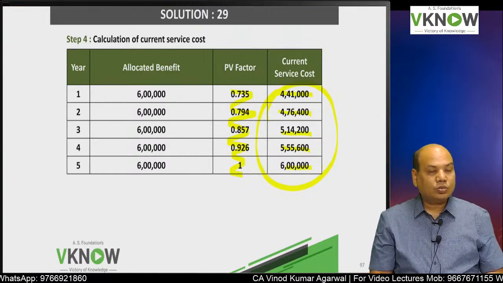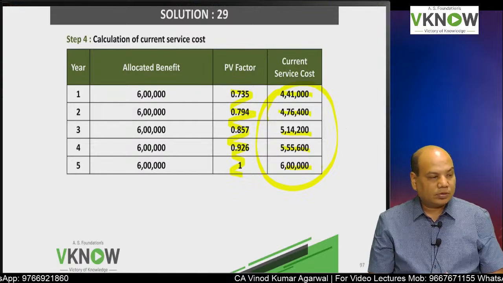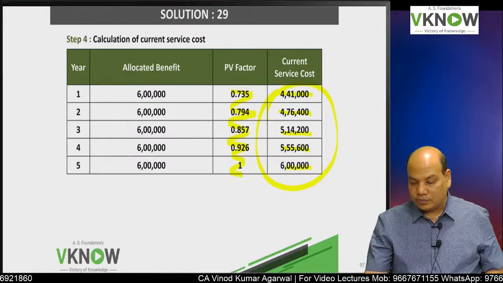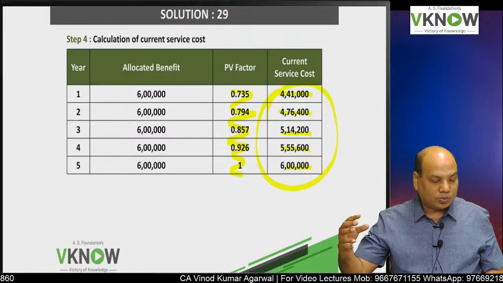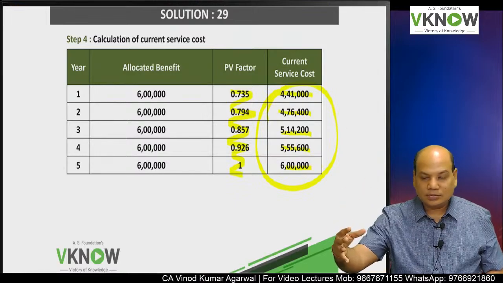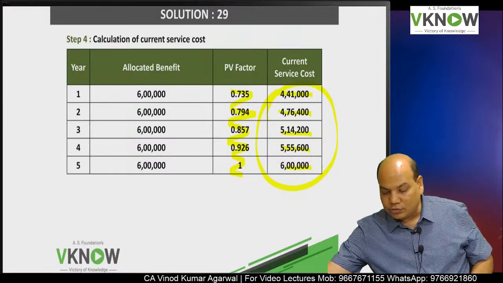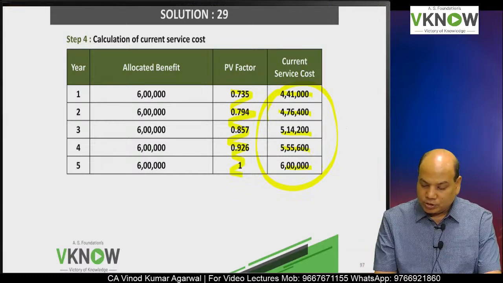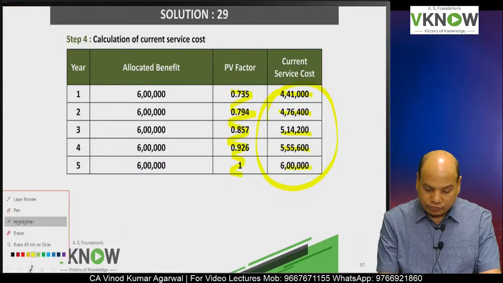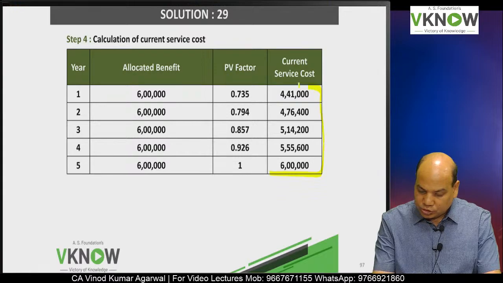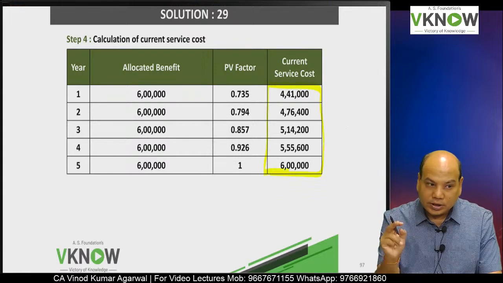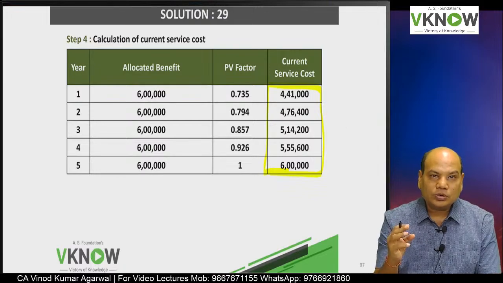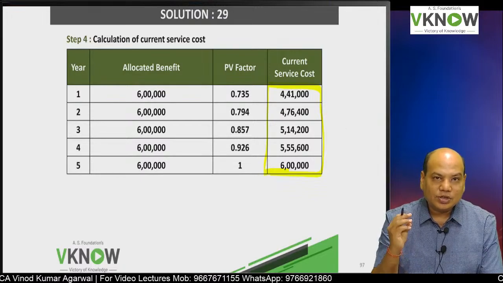But in addition to current service cost, we also have to compute the interest cost. The reason is the total amount payable to the employee would be 30 lakh, and what you have calculated is not coming to 30 lakh, it is much lower than that. The difference between this total and the 30 lakh you have to pay is interest. So we also have to compute the interest amount.